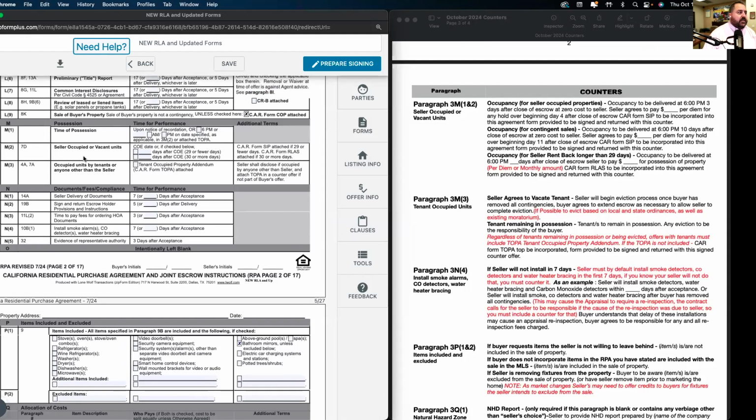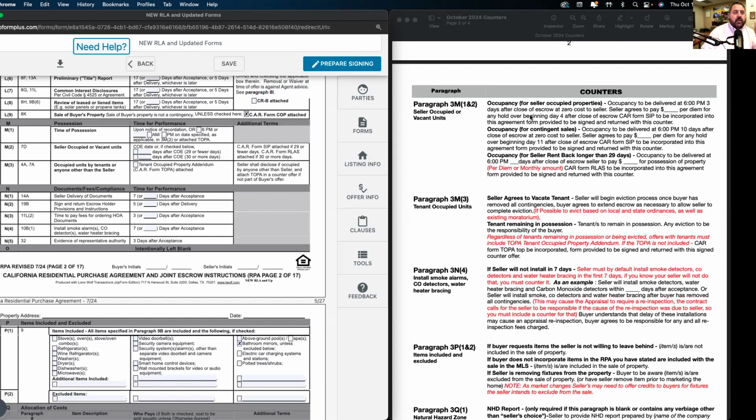3M1 and 2. This is the time of possession and the seller occupied or vacant units. This is what we're going to counter. Again, if we have a seller that is in possession, and they don't address it here and we need some time, we're going to counter it. If this is a contingent sale, we're going to counter it because obviously my seller needs time.